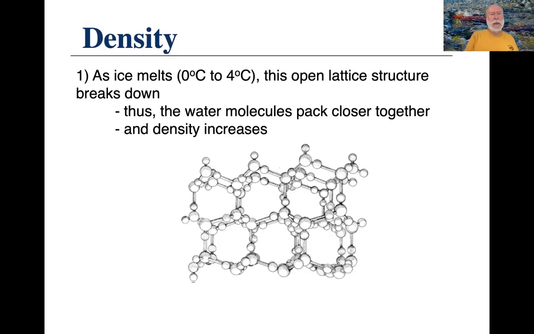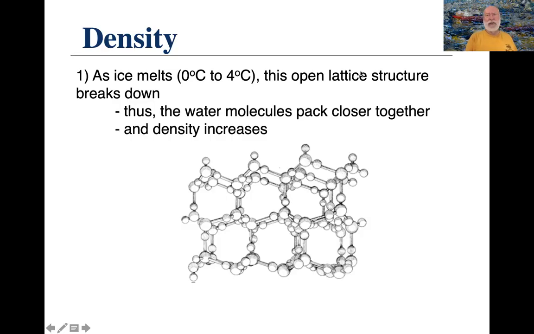Okay, now as that ice melts, as it warms up. Okay, so ice melts, well, at least fresh water melts at 0 degrees Celsius. Salt water, you know, depends on the salinity, melts somewhat before that. But fresh waters melt at 0 degrees Celsius. And as you warm that water up from 0 to 4 degrees Celsius, that open lattice structure breaks down. Okay? So there's still a little bit of that structure that exists up until you get to 4 degrees, or more specifically, up to 3.98 degrees Celsius.